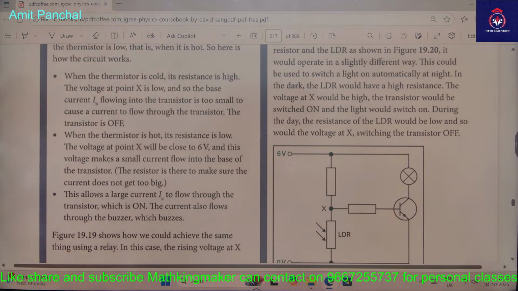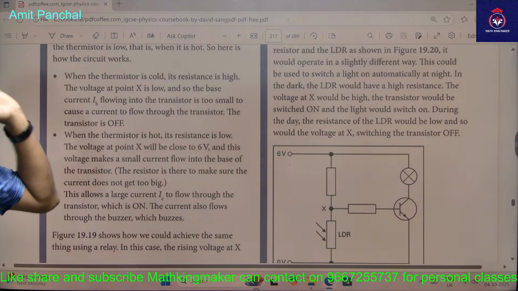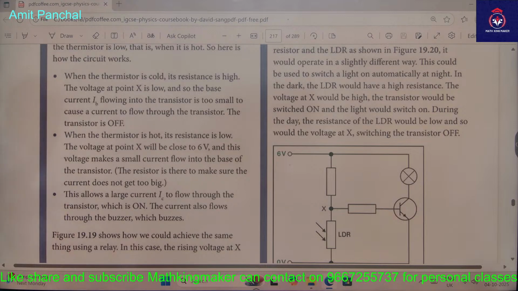When the thermistor is cold, its resistance is high, so current will not flow. The voltage at point X is low, and so the base current IB flowing into the transistor is too small to cause a current to flow through the transistor, so the transistor is off. If the transistor is off, the buzzer will not blow.